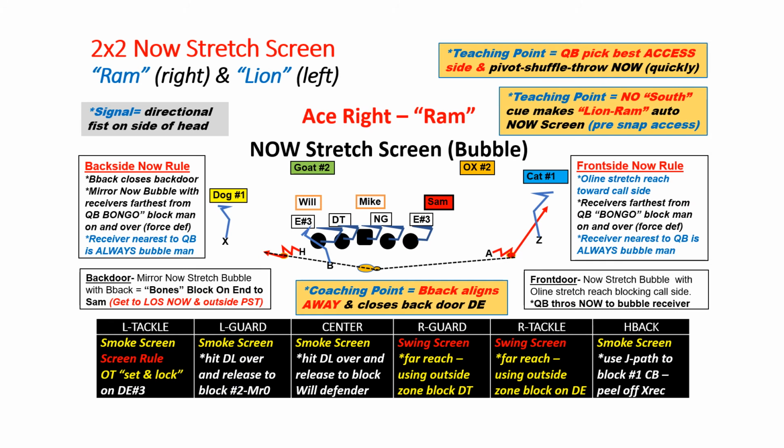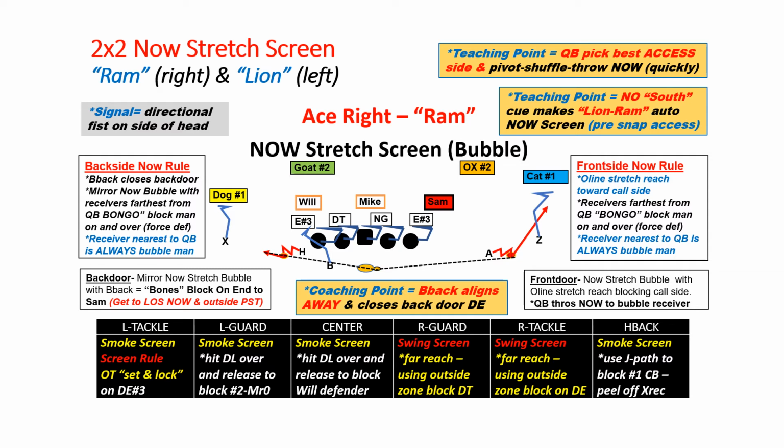So here's an example of how we can use the now stretch screen. It's just a simple bubble. Again, we're just going to go ahead and call Ram to the right, Lion to the left. The signal here is directional fist on side of the head. Again, what's going to happen with all of these bubbles is the O-line just uses their same outside zone blocking. Since it is a screen, they can go ahead and be downfield for this. So this would just be an Ozzie Ram, for example, to the right for the O-line.